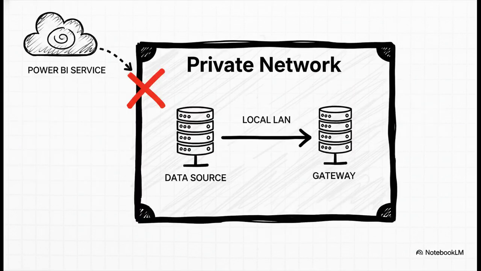And this leads us to a non-negotiable, unbreakable rule. For the gateway to do its job, it must be installed on a machine, usually a virtual machine, that is on the exact same local network as your data source. It can't phone it in from the cloud, it has to be an insider.